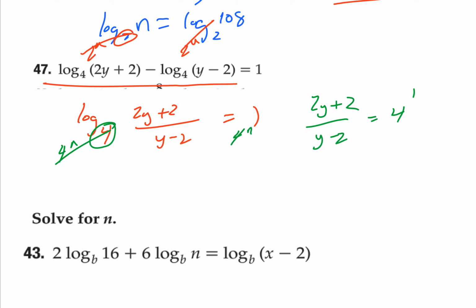This one, again, same idea. I would multiply both sides by the denominator. Don't forget over here to distribute. So you're going to get 2y plus 2 equals 4y minus 8 because we distribute that 4 to both of them. Now we just solve. Subtract 2y, add 8.